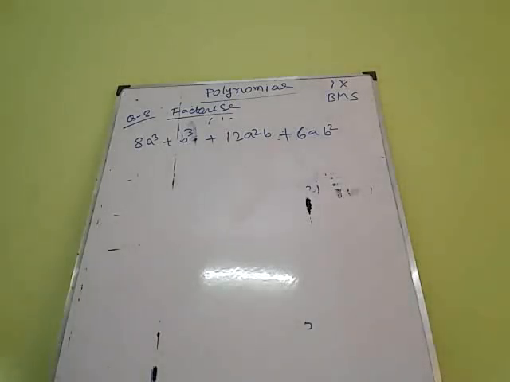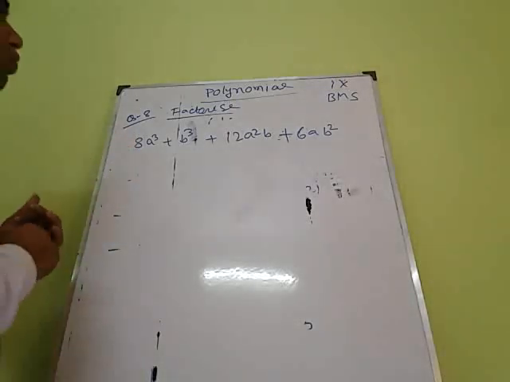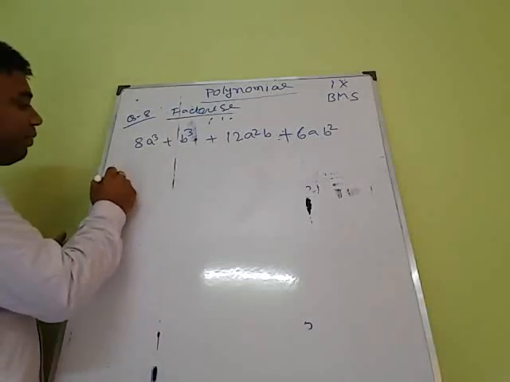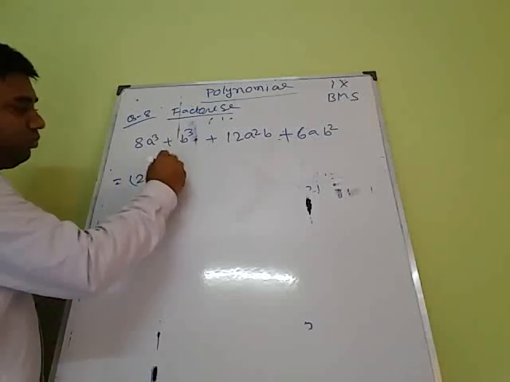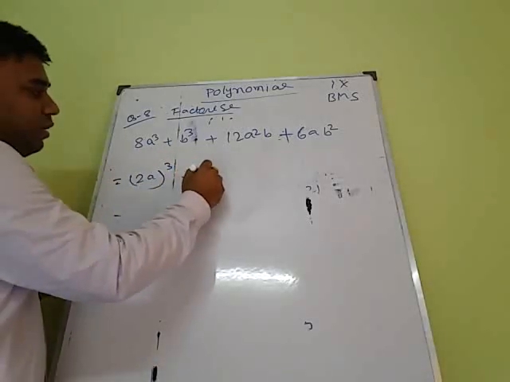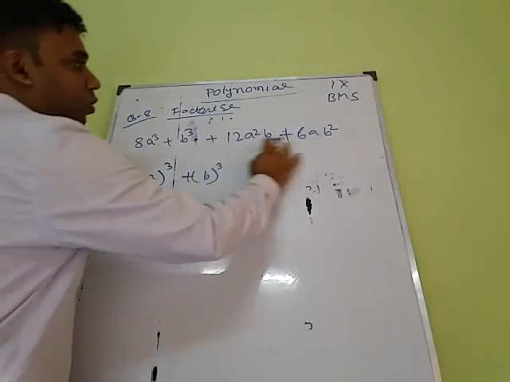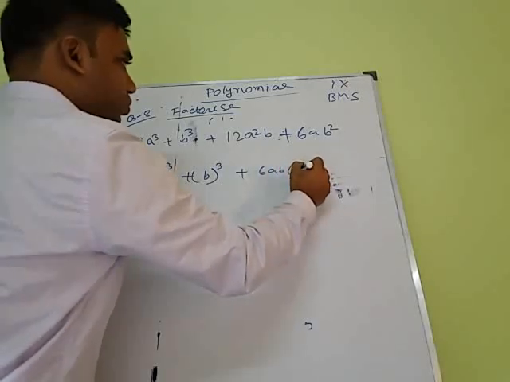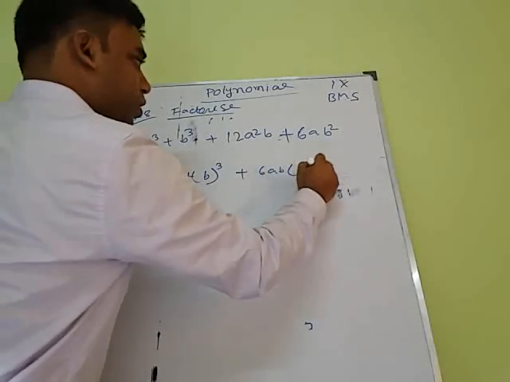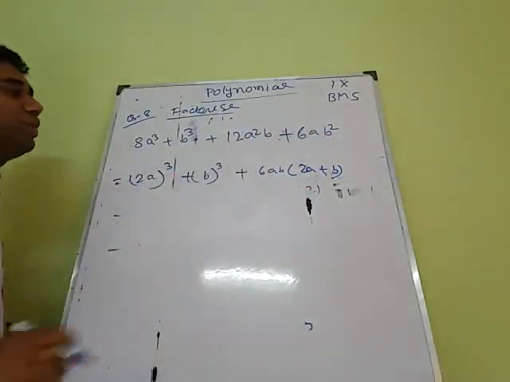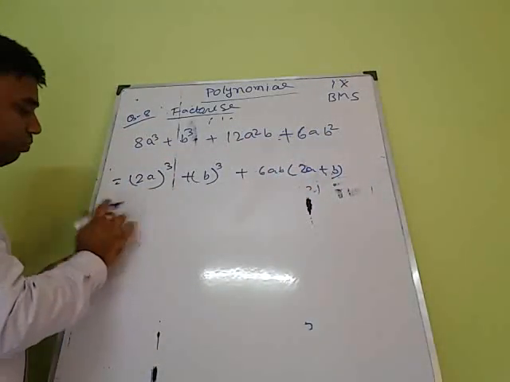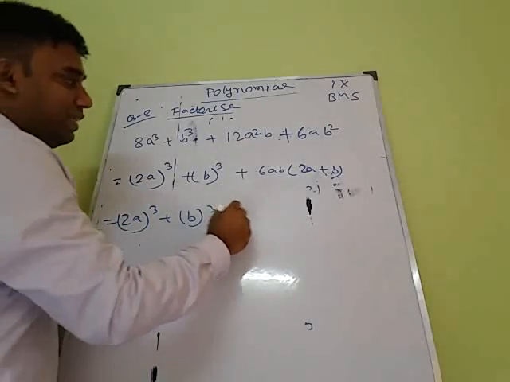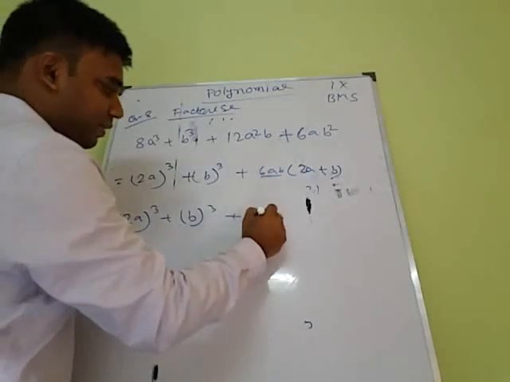So question number 8, that is factorization: 8a cube plus b cube plus 12a square b plus 6ab square. Students, 8a cube can be written as 2a whole cube plus b cube. Now from the two terms you can take common 6ab into 2a plus b.